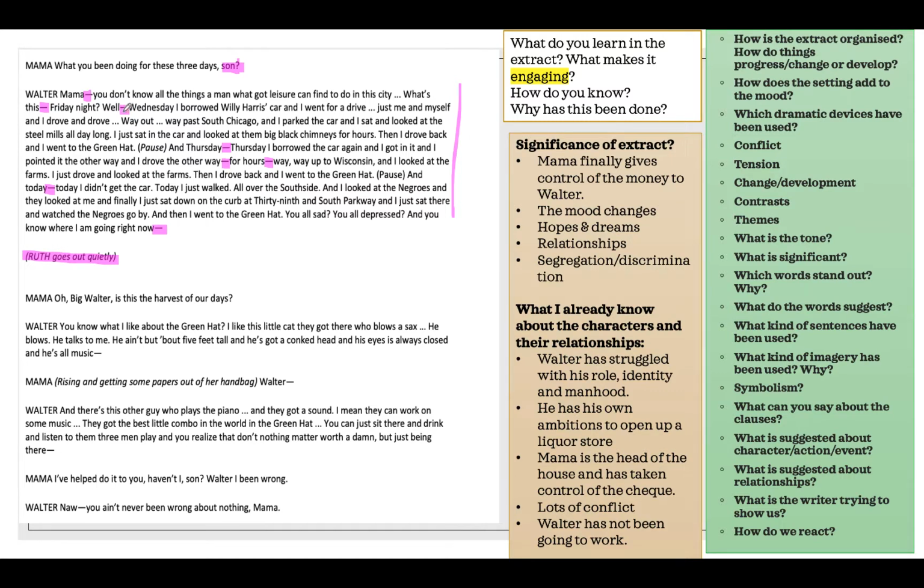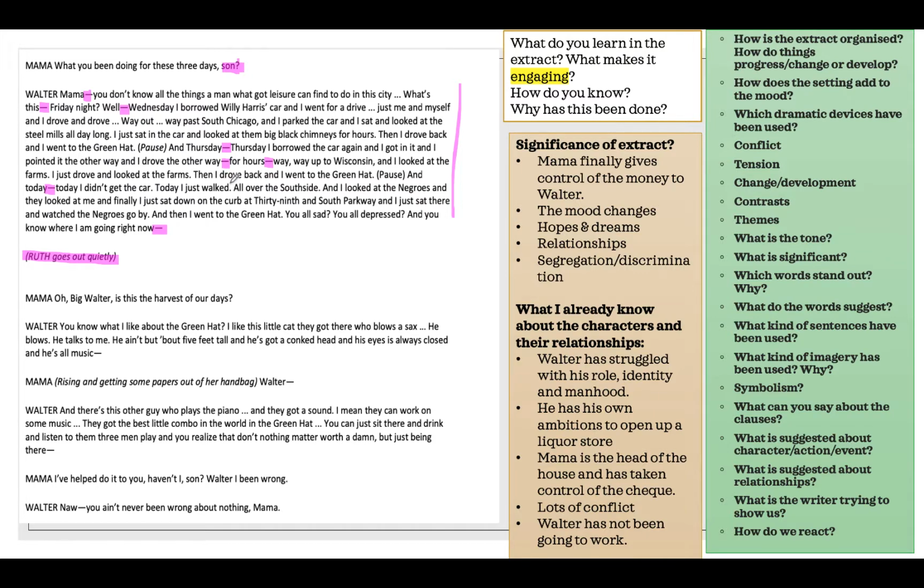Now, these actually don't show interruption up here. Actually it shows hesitation, or it shows the emotion that he's feeling. So he says, "Mama, you don't know all the things a man what got leisure can find to do in this city. What's this? Friday night? Well, Wednesday." So if we look at how many times we have this, we could almost say that it shows just how quickly his mind is moving. This is almost like he can't control his speech. The words are just tumbling out of his mouth. And that's what these dashes show. It's almost like he's a little bit manic here.